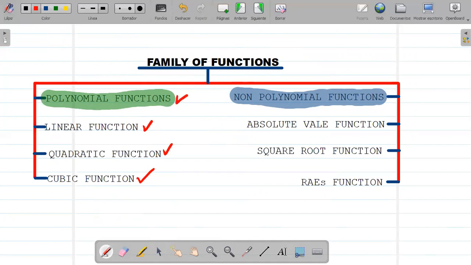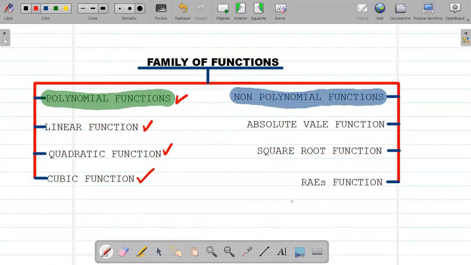We will not see more. Now we're going to concentrate on non-polynomial functions. So what are non-polynomial functions? Expressions that are not polynomials, obviously, like the absolute value function, like the square root function, like the rational function here, of course. Then I will add two more, which are the exponential functions and the logarithmic functions too.